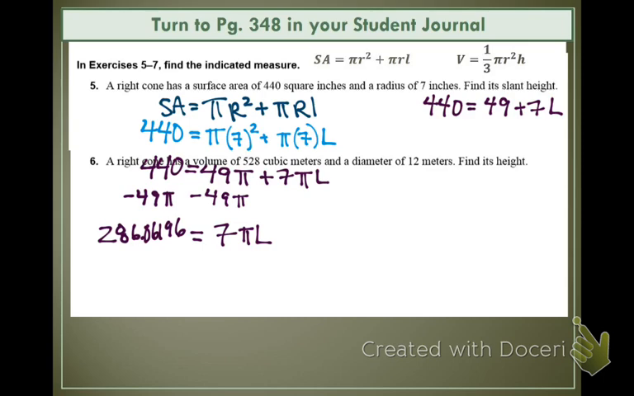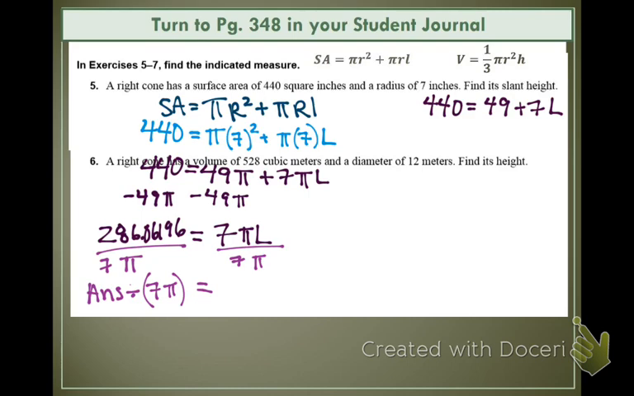What is happening to L? It's being multiplied. So what are we going to do to get rid of that? Divide by 7 pi. So you're going to hit answer, divide, parentheses, 7 pi, end of parentheses. I'll write it on the board: answer divided by parentheses 7 pi. It's the same thing as 286.06196 divided by 7 pi.